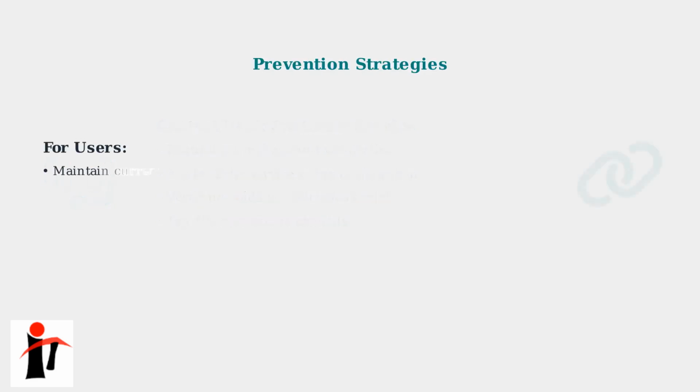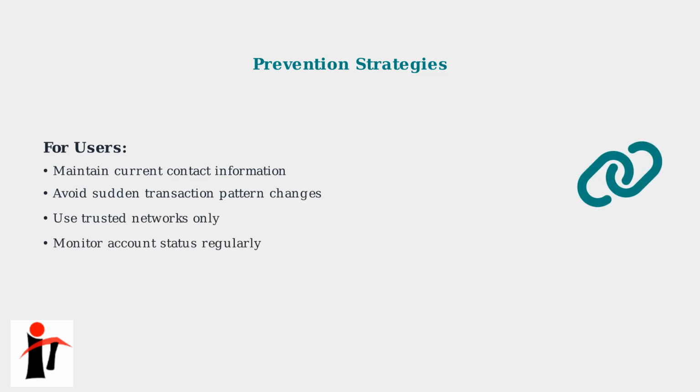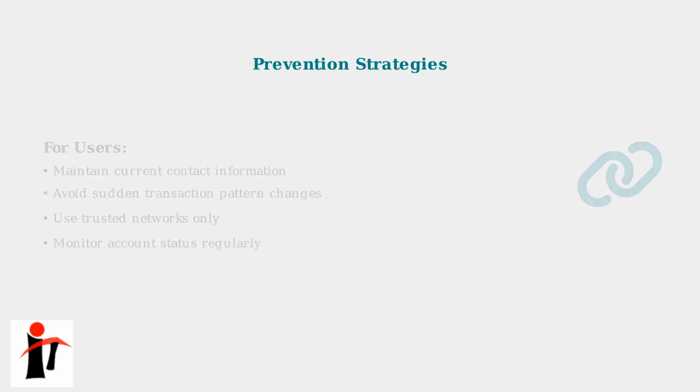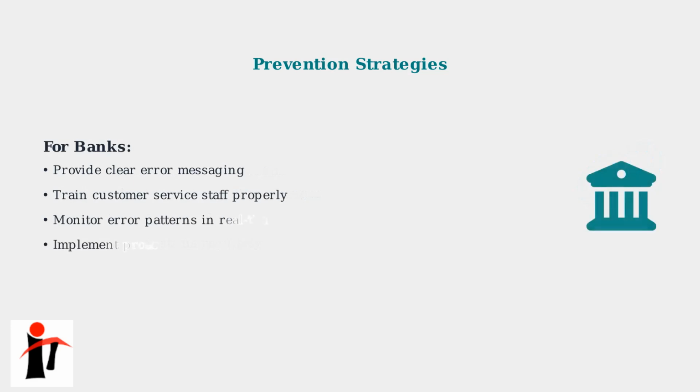Prevention is always better than troubleshooting. Users should maintain current contact information, avoid sudden changes in transaction behavior, use only trusted networks, and regularly monitor their account status. Banks can also help prevent Error A106 by providing clear error messaging, ensuring customer service staff are well trained to handle these issues, monitoring error patterns in real time, and implementing proactive communication with customers.